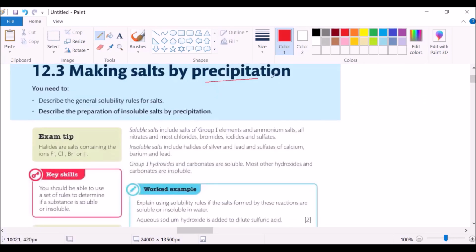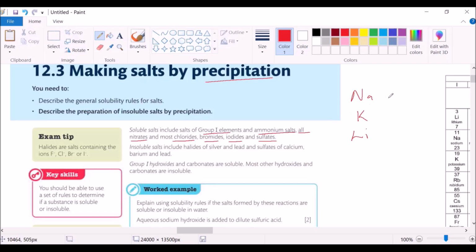Making salts by precipitation. Soluble salts include salts of group 1 elements and ammonium salts, all nitrates, and most chlorides, bromides, iodides, and sulfates. So if we have group 1 salts, of which common ones are sodium chloride, potassium nitrate, and lithium sulfate, these are soluble. All nitrates, so copper nitrate, sodium nitrate, all nitrate salts are soluble.